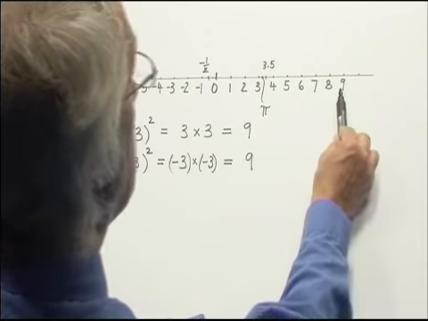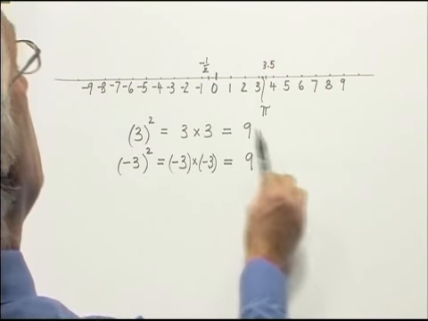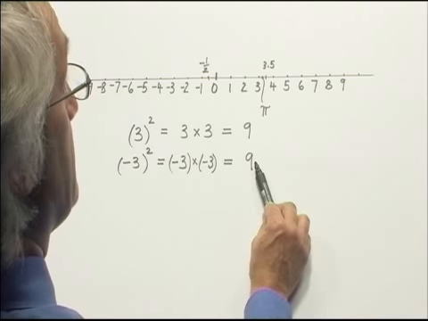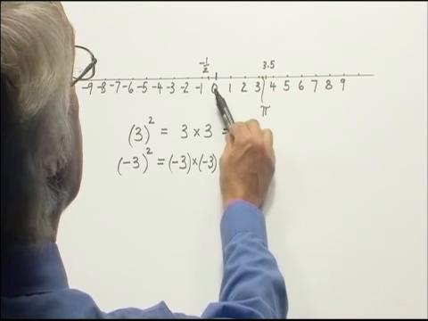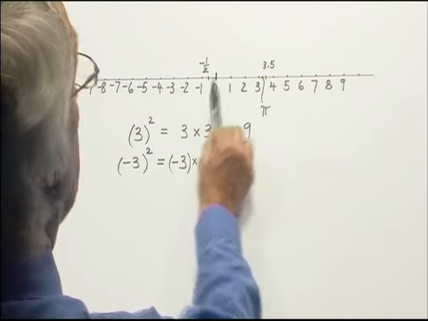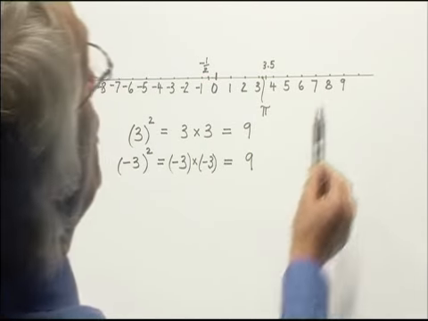Now the point I'm trying to make is, whenever you square a number, be it a positive number or a negative number, the answer is never negative. In fact, unless the number we started with is 0, the answer is always going to be positive. You can't get a negative answer by squaring a real number.